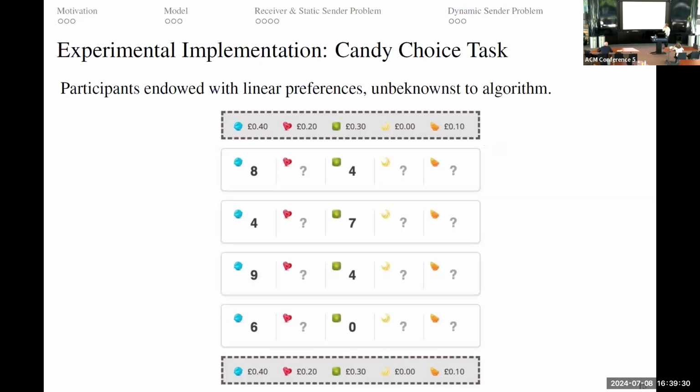So that's all nice and good that this works in theory, but of course, ultimately what we want to know is whether this actually works in human behavior. And so that's why I've been implementing behavioral experiments using exactly this stylized choice task, where participants are endowed with linear preferences over these different attributes. Importantly, those are unbeknownst to the algorithm. So we're just telling people to make these choices. They're incentivized according to these preferences, which the algorithm does not have access to.